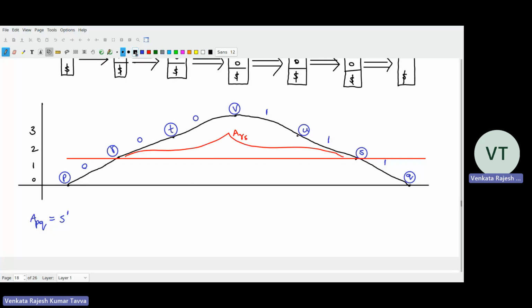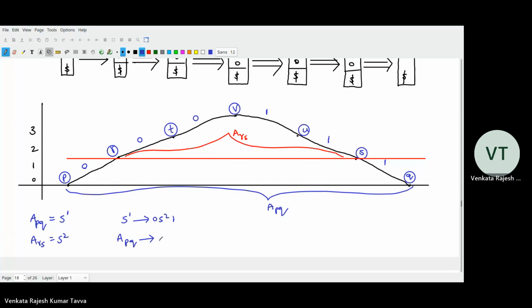Okay, and this entire portion is being generated by a variable called APQ. So I will map APQ to S1 and ARS to S2. Now if I map the rules, if you remember, what does the rule say in terms of S? S1 goes to 0 S2 1. Same thing if I convert to APQ and ARS, it will be APQ goes to 0 ARS 1.